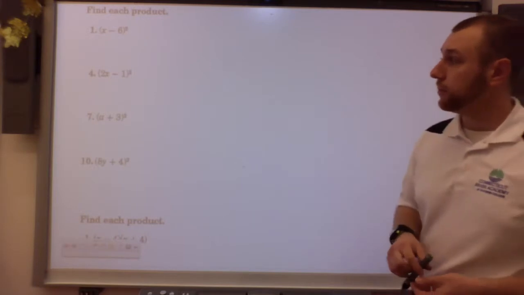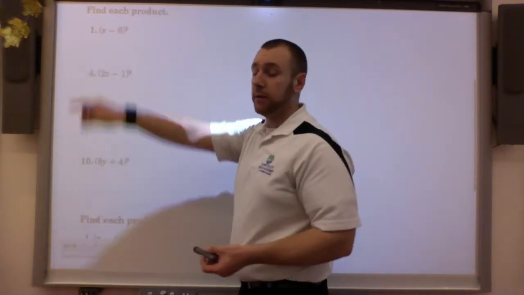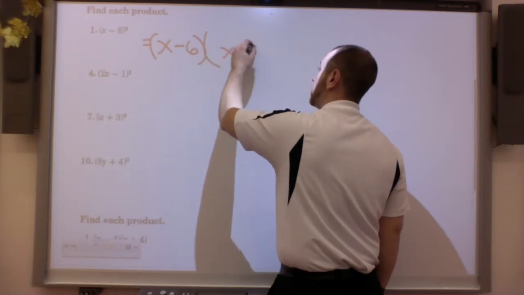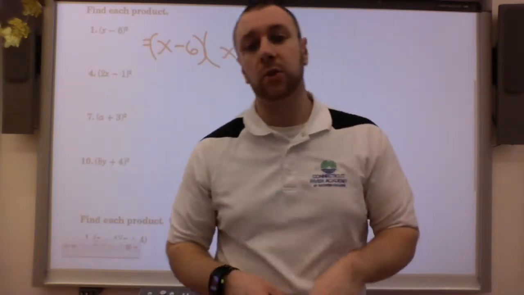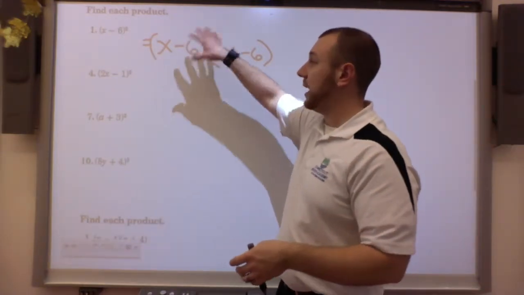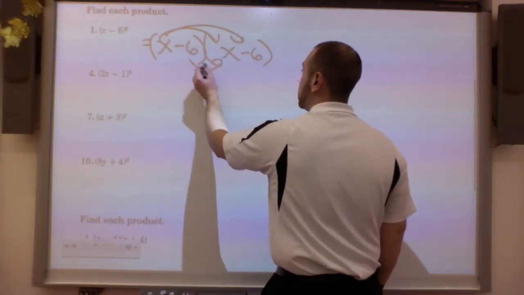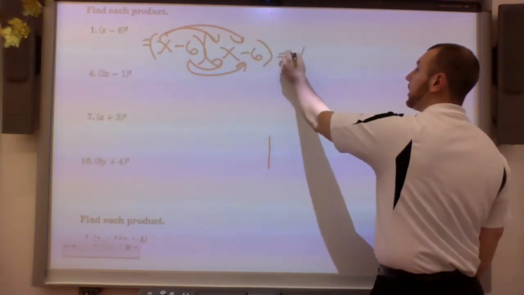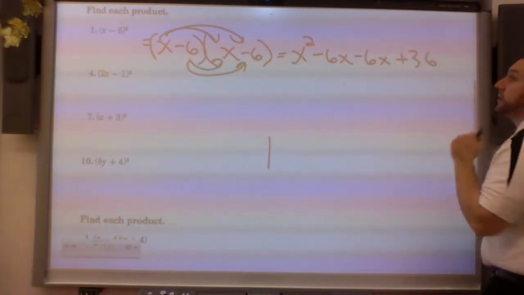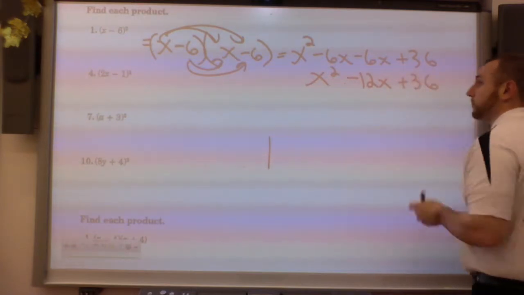The back page deals with special terms. So what you have to recognize is that x minus 6 squared is really x minus 6 times x minus 6. It's twice. Squared is always that thing times itself. So now I have my two terms that I can distribute. x squared minus 6x minus 6x plus 36. x squared minus 12x plus 36.